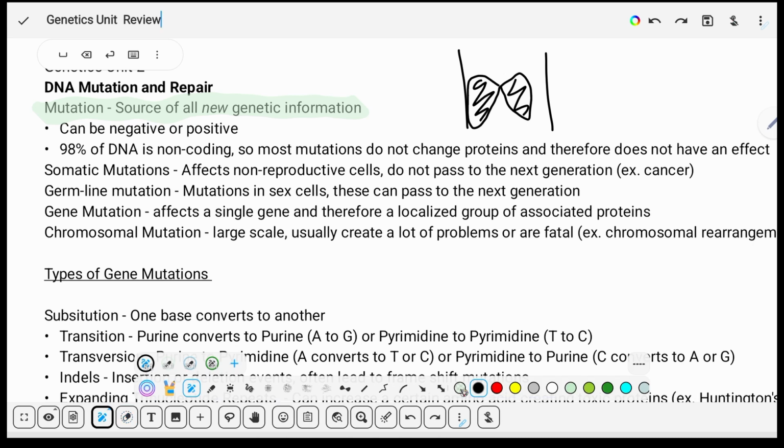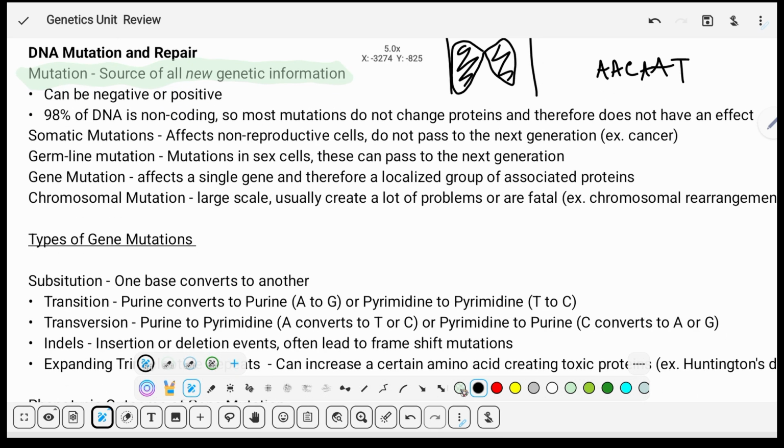98% of DNA is non-coding. So honestly, most mutations do not change anything. Like if there's a mutation in a telomere, which is usually just a bunch of repeats, and a T turns into an A instead, that doesn't really matter because it's a telomere, it doesn't get transcribed.